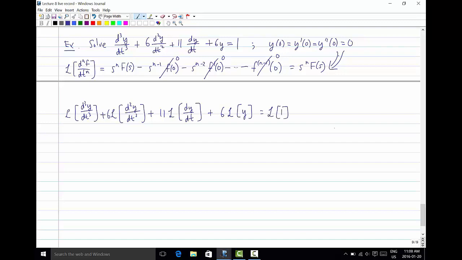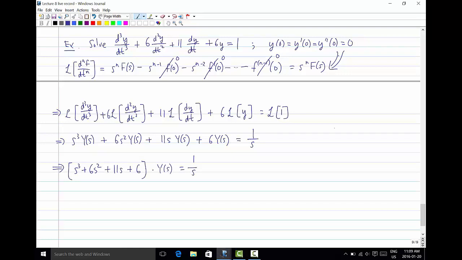And for each derivative, we can simply write it as s to the power of the appropriate derivative times f of s. We can collect the like terms multiplied by y of s and join them on one side. Finally, we can rewrite y of s as the division of 1 over the polynomial. Now let's perform partial fractions on this polynomial.